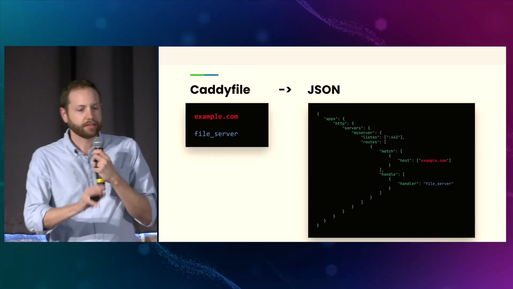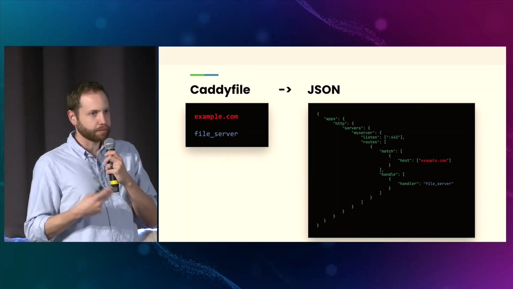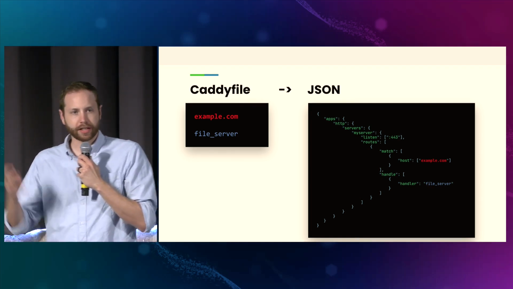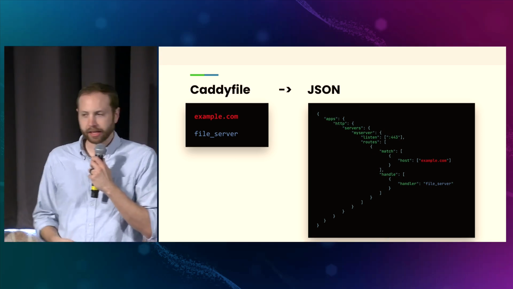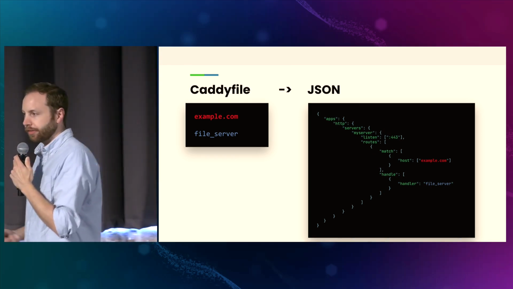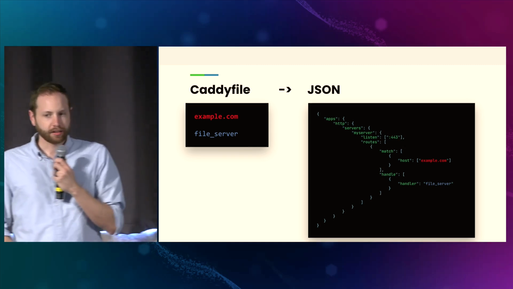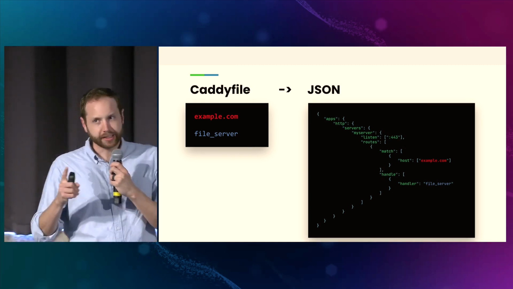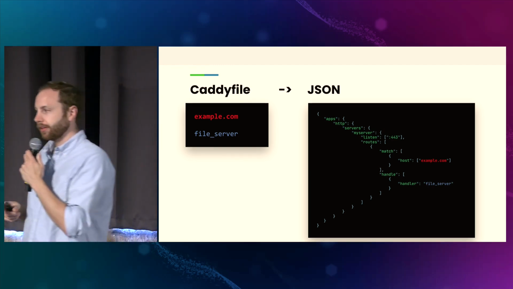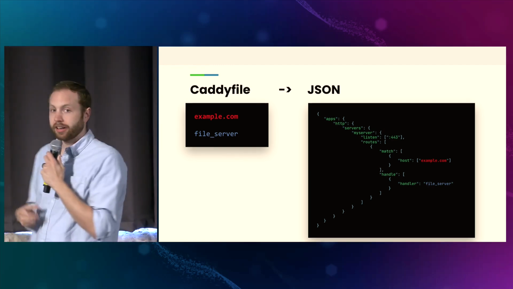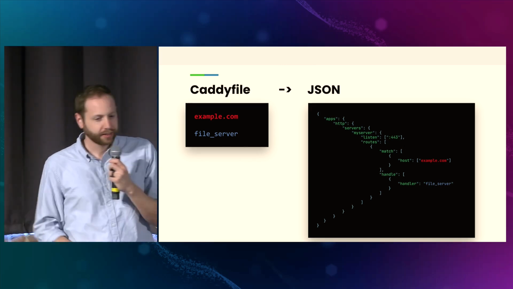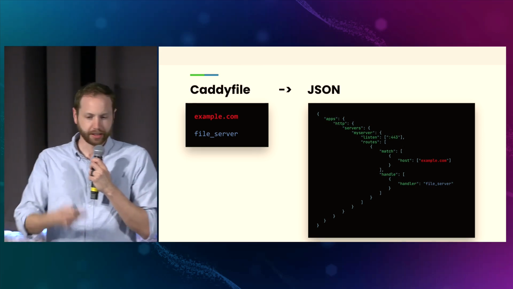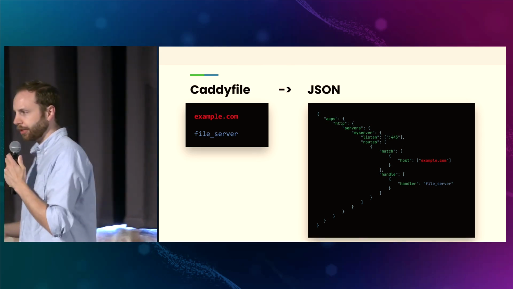So to visualize this, here's a 2-line Caddy file that's a perfectly valid production config that tells Caddy to serve your site over HTTPS with automatically managed certificates and to serve static files. And it converts into this JSON, which is much more verbose, but it's very powerful, very flexible, and it's easy to automate because it's JSON.